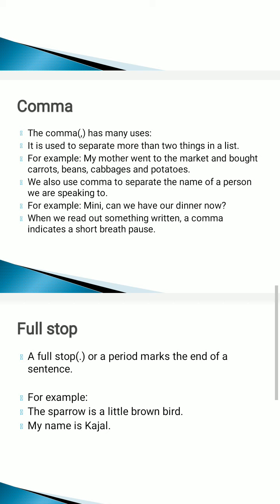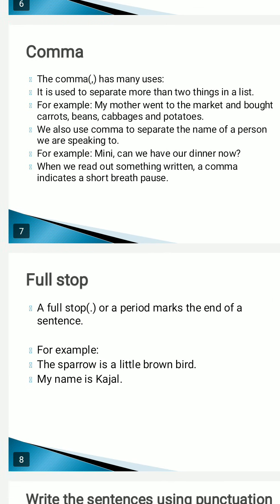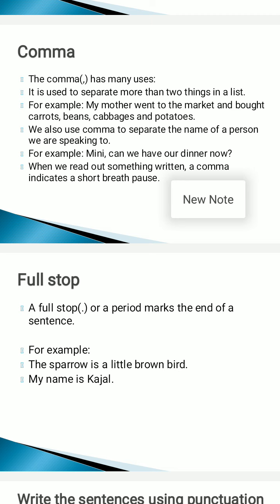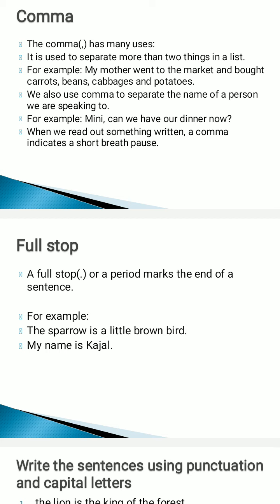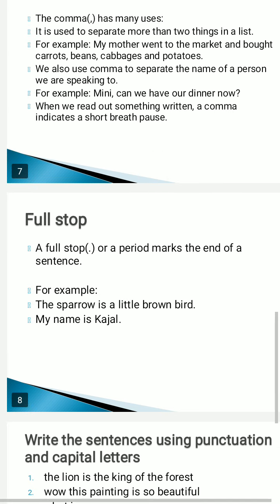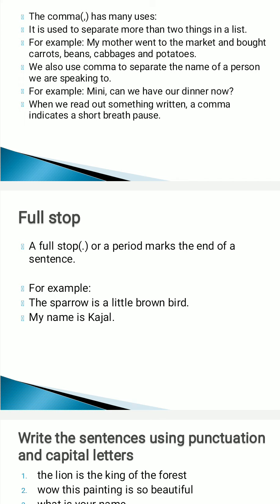Comma is also used to separate the name of a person we are speaking to. Like when we are talking to a person, we use a comma between the sentence and the name of the person to separate the name of the person from the sentence. Like Minnie, can we have our dinner now? Now see, when I speak Minnie, can we have our dinner now, after Minnie there is a pause. The comma denotes the pause. When we read out something written, comma indicates a short, brief pause. As I've already given the example, Minnie, can we have our dinner now? I am reading the sentence, Minnie, can we have our dinner now? After Minnie, I took a pause of 1 or 2 seconds, and that pause is represented by the comma.